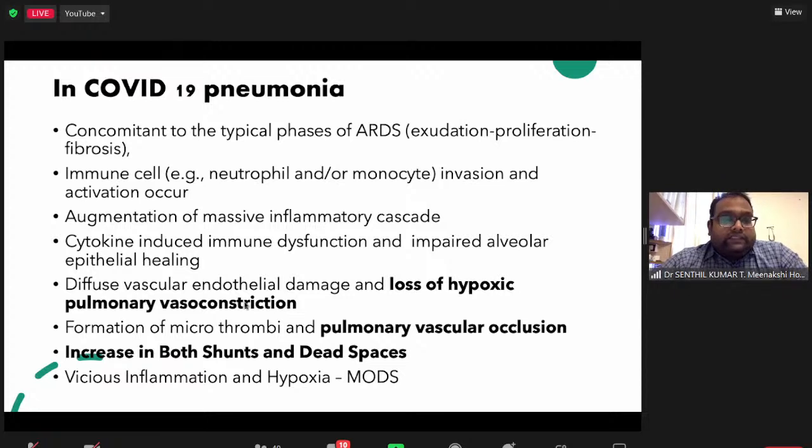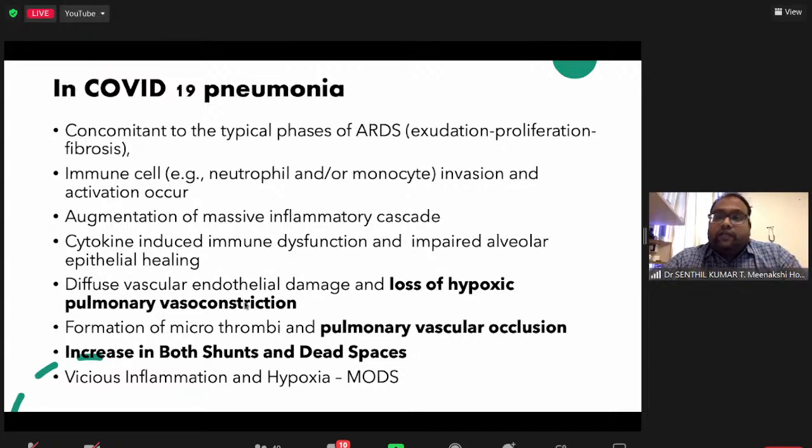And along with the alveolar damage, there will be vascular endothelial damage, and because of this, the most important effect is loss of hypoxic pulmonary vasoconstriction, that is, redistribution of blood from the hypoxic portion of the lung to the non-hypoxic portion is highly hampered, along with formation of microthrombi and pulmonary vascular occlusion. All these things lead to an increase in both shunts and dead space. Hence, this vicious inflammation and hypoxia, which happen hand in hand at a very fast rate, lead to multi-organ dysfunction.